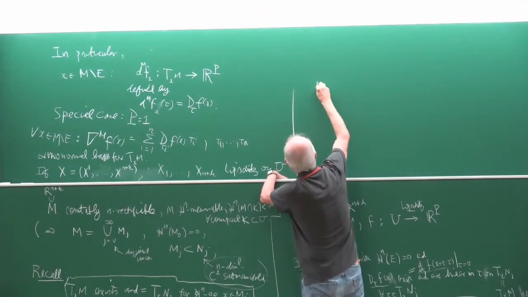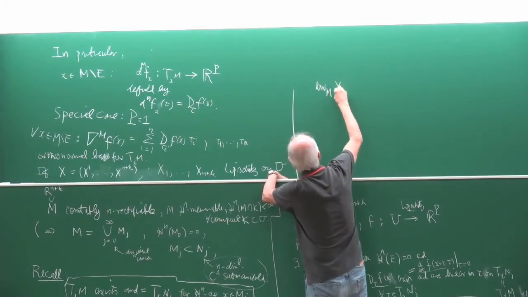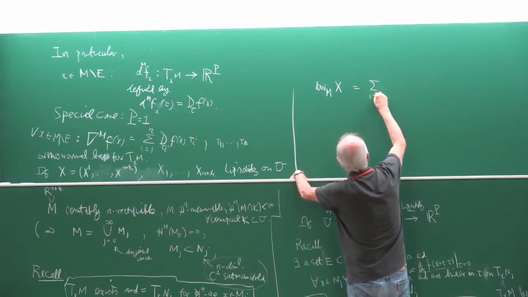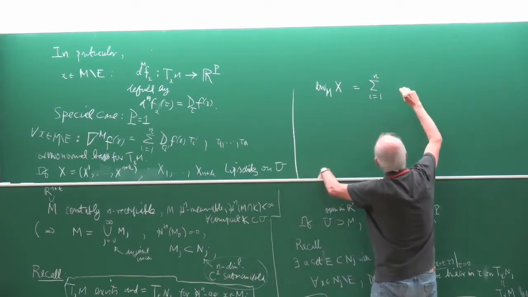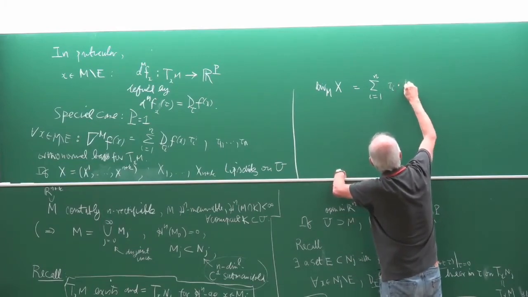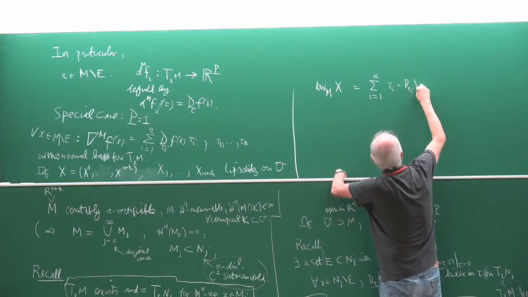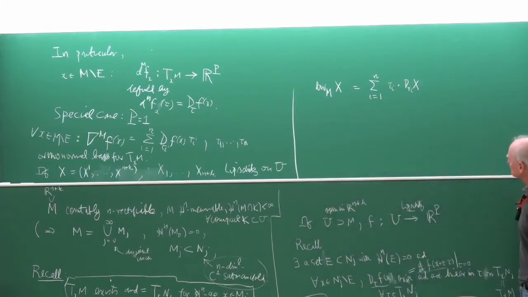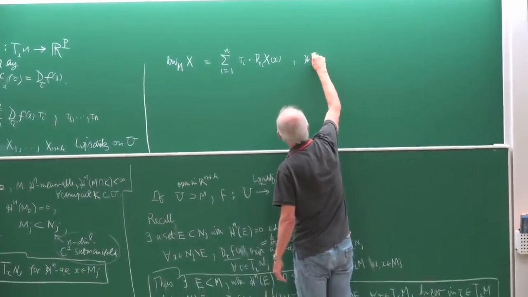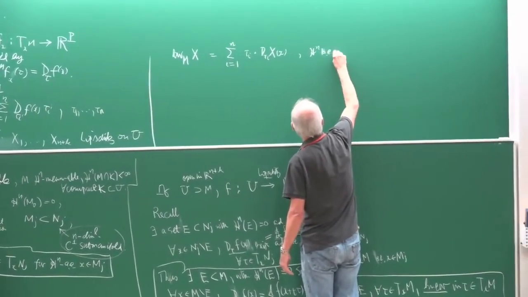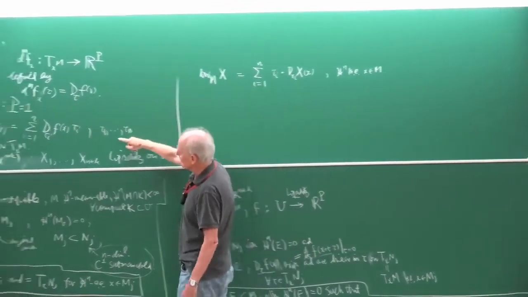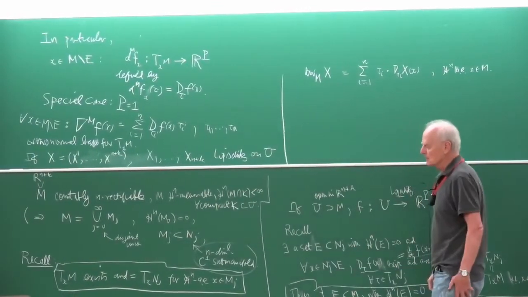And we can define div_M X equals the sum. Now remember how this went. We use the same orthonormal basis, and then we take tau_i dotted with the directional derivative of the vector function X, evaluated at the point x. And that makes sense for H^n almost every x. And it's tau_i again as an orthonormal basis for the tangent space. So we can do all those things.